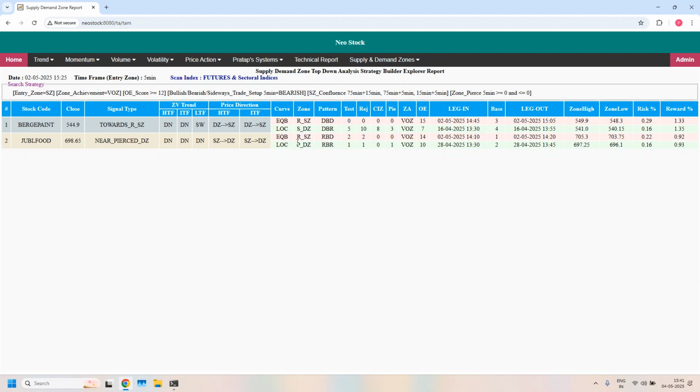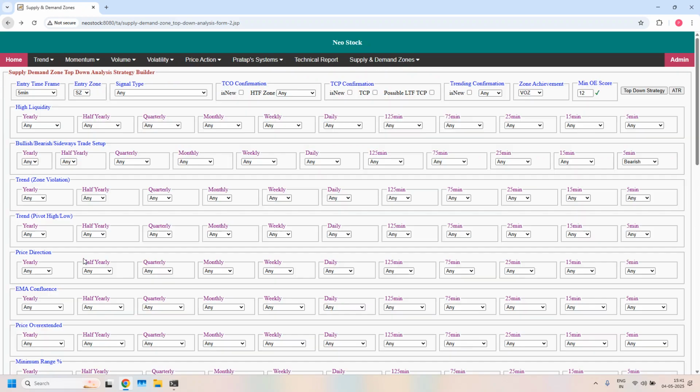In both these stocks, the 5 minute supply zones are overlapped with 15 minute supply zones. Both together again overlapped with the 75 minute supply zone. And the 75 minute trend is down in both the stocks. If any of the 75 minute supply zones have daily EMA confluence, then the overlapped 15 minute supply zones might have a higher probability of success. Let's verify. I'm going back to the EMA confluence at the 75 minute time frame and checking whether the 75 minute supply zone has daily EMA confluence or not.